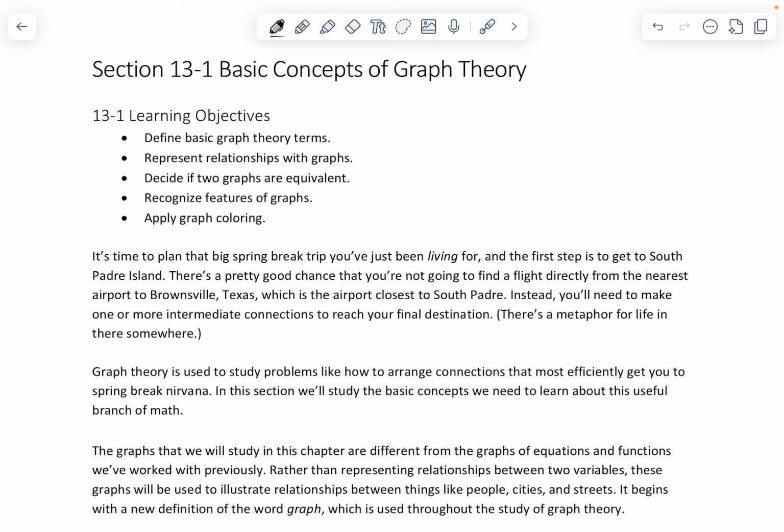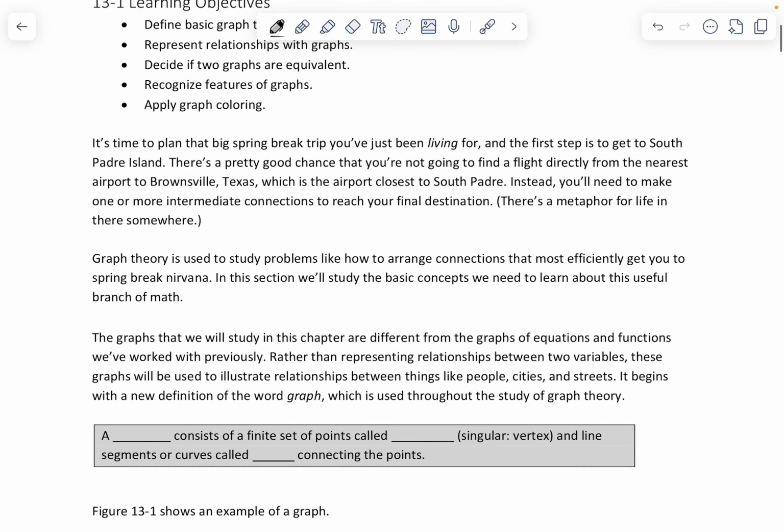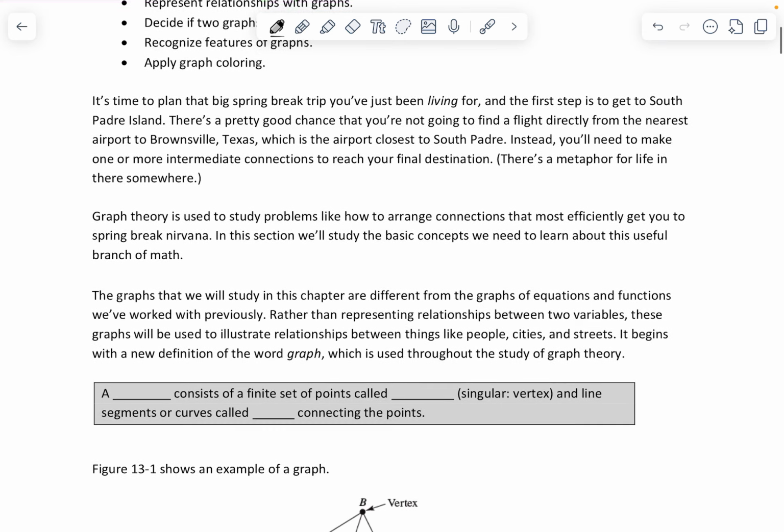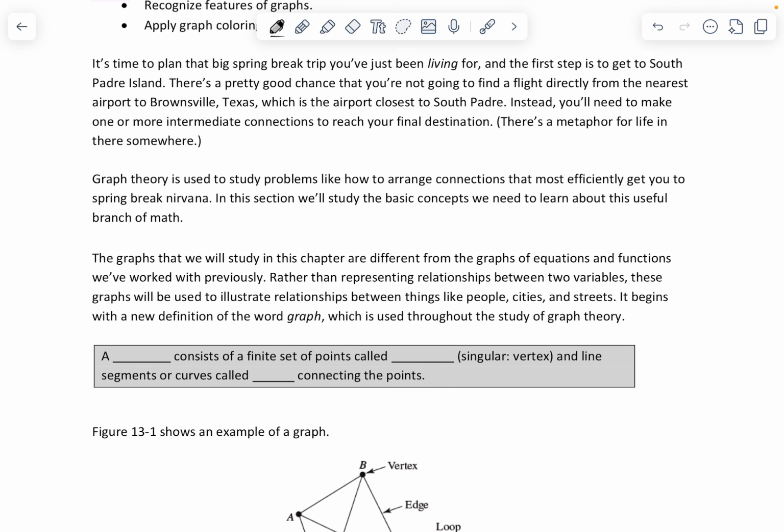So let's dive in. Let's say that it's time to plan that big spring break trip you've been just living for, and the first step is to get to South Padre Island. There's a pretty good chance that you're not going to find a flight directly from the nearest airport to Brownsville, Texas, which is the airport closest to South Padre. Instead, you'll need to make one or more intermediate connections to reach your final destination. I'm sure there's a metaphor for life in there somewhere.